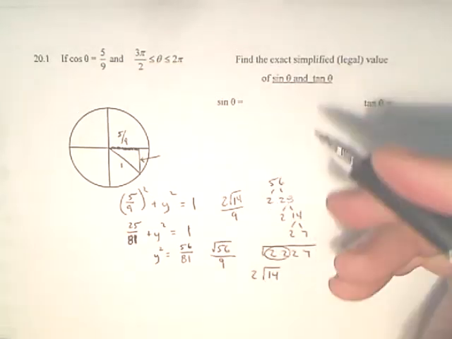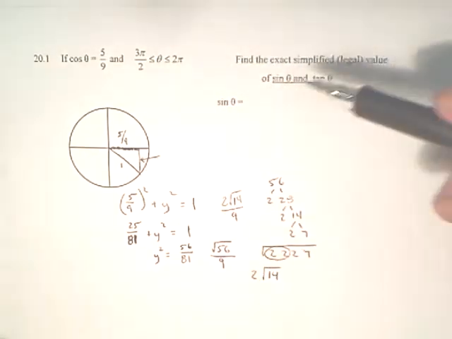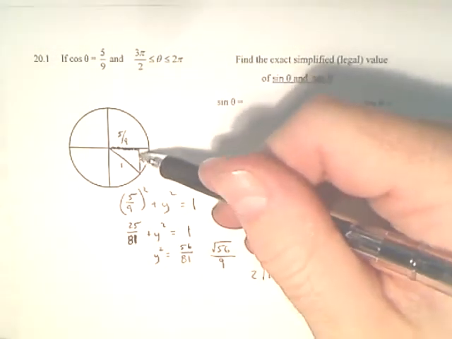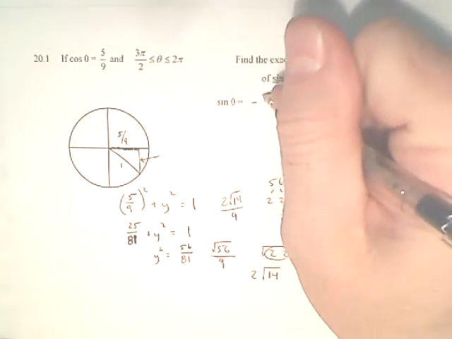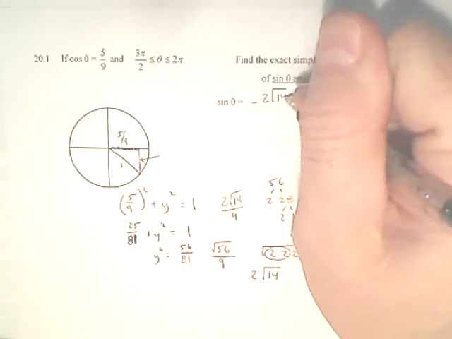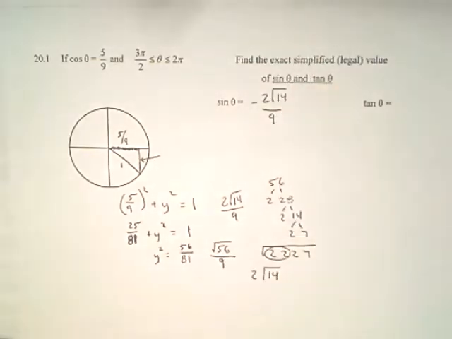Before I write my answer, for sine, since that is this side, I check to see if it's going to be positive or negative. In this case, it's negative because it's going down. So I write negative 2 root 14 over 9.